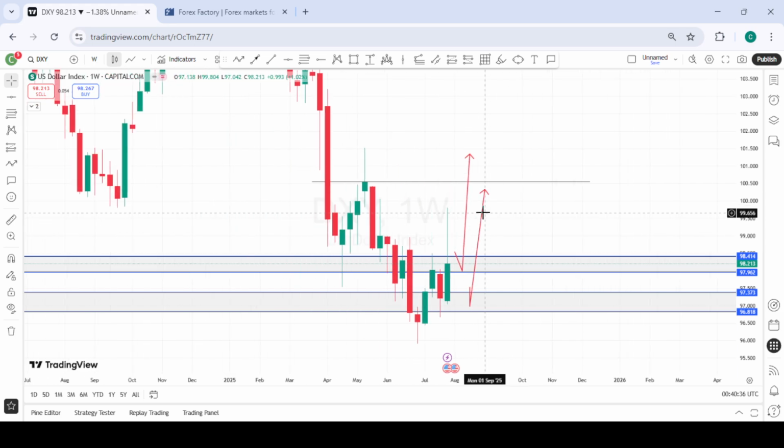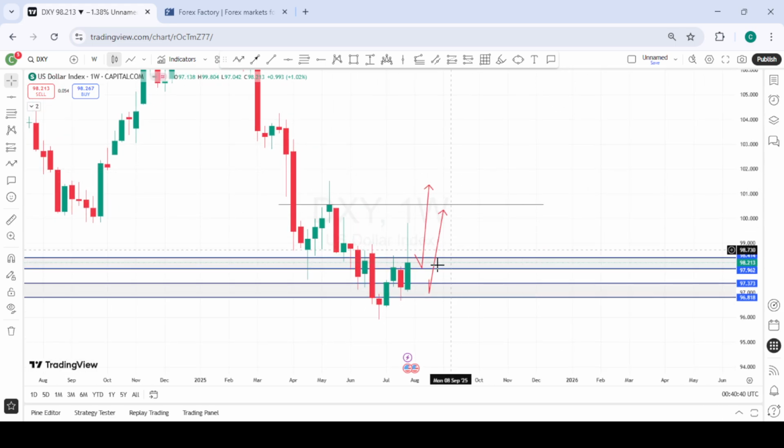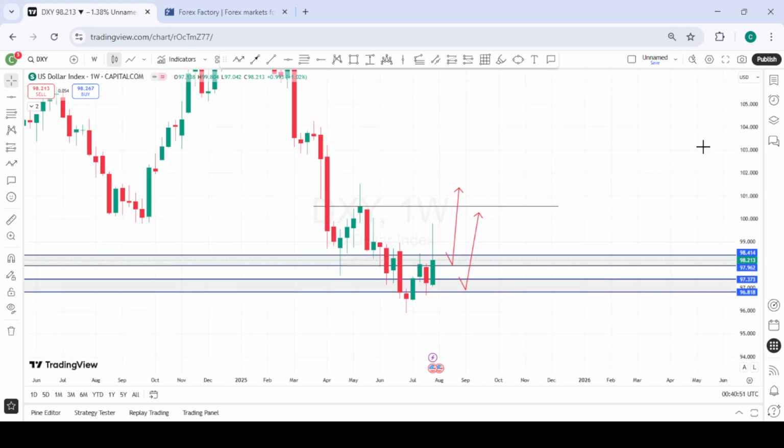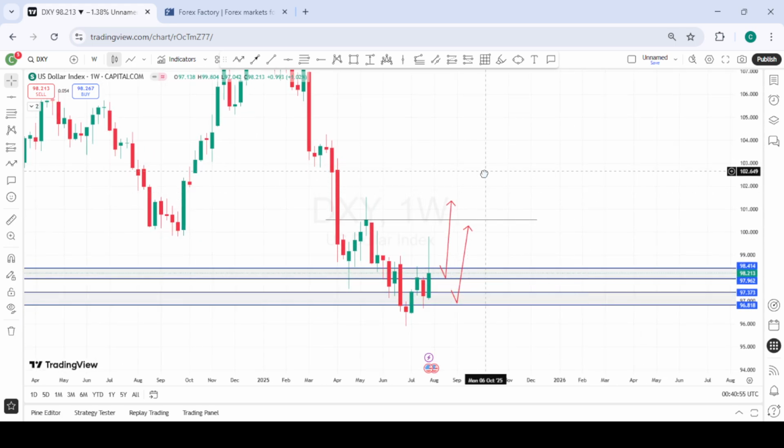So what I'm seeing here, we are not to predict much, we don't have to be predictive, we have to be more reactive to the market. But what I'm seeing here is a possible inverse head and shoulders on a very huge time frame. So I'm anticipating something like this.